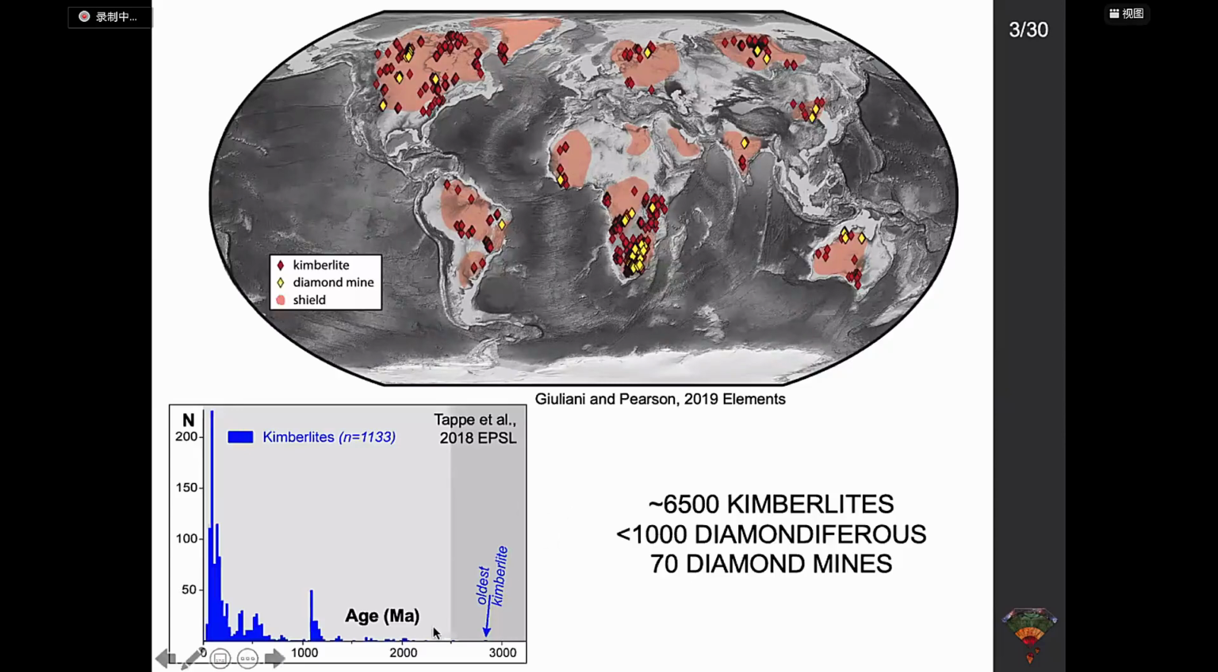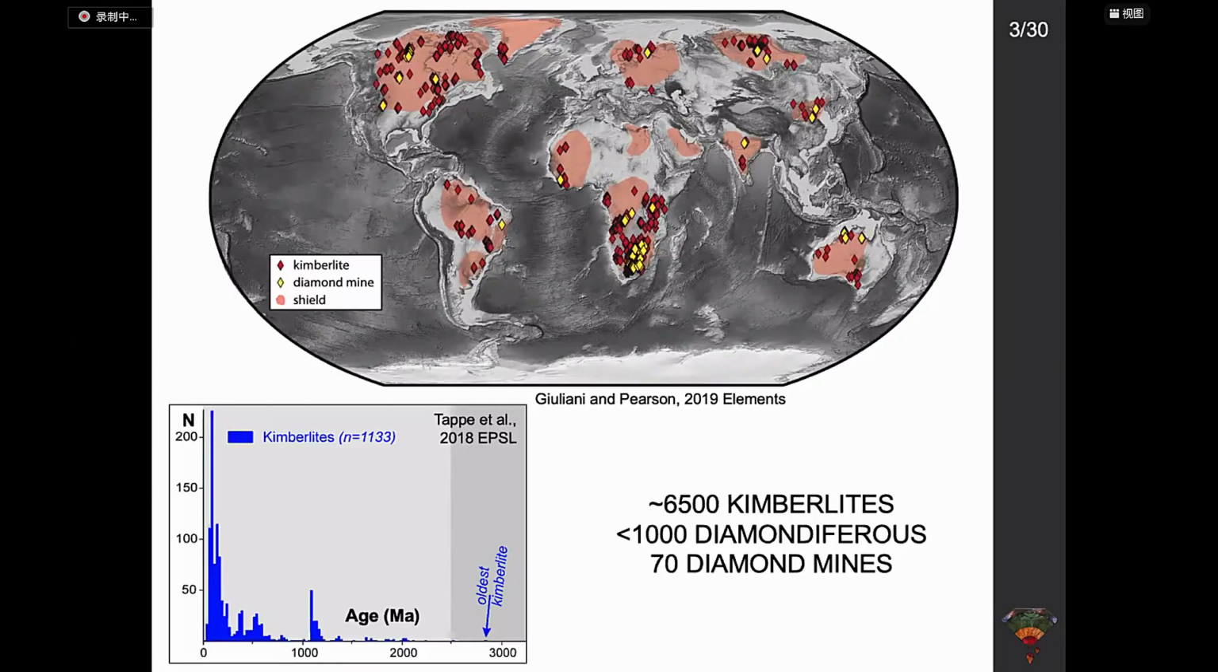Kimberlites were in place mostly during the last 600–700 million years, with a few spikes earlier on, as you can see in the chart down here on the left-hand side. And potentially some kimberlites were older than 2.1 billion years, even though these reports are quite contentious. Overall, we have about 6,500 kimberlites reported in the world so far.